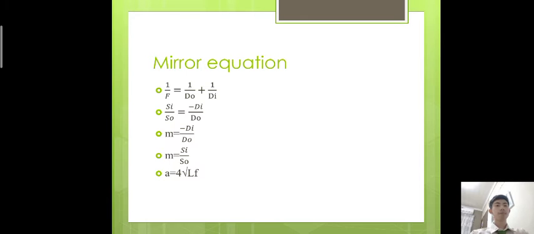Mirror equation. There are 5 mirror equations. First one is 1/f = 1/do + 1/di. Second, Si/So is equal to negative Di/Do. Third one, M is equal to negative Di/Do. The fourth one, M is equal to Si/So. The fifth one, A is equal to 4 square root of LF.